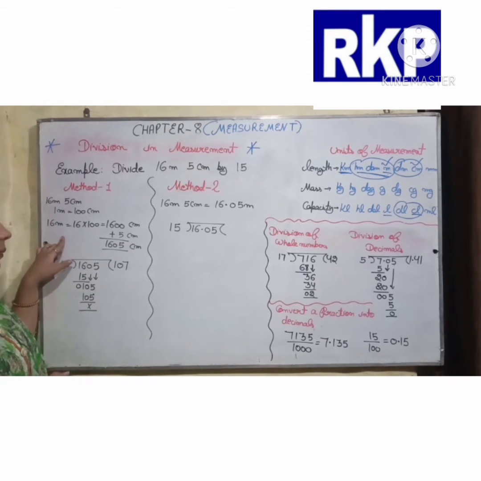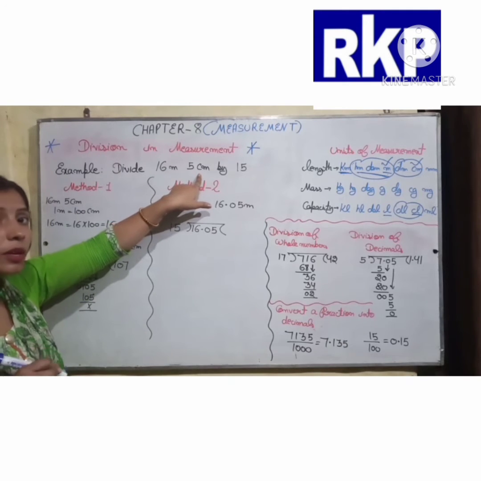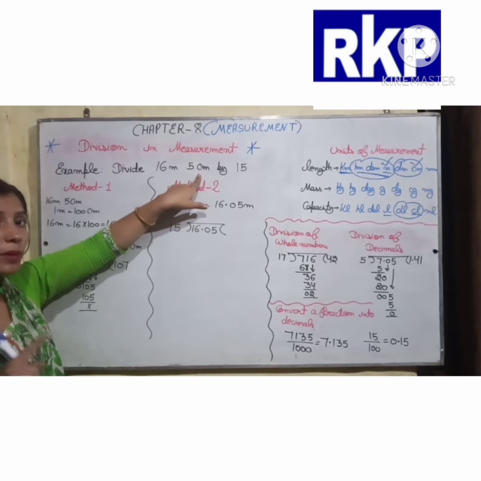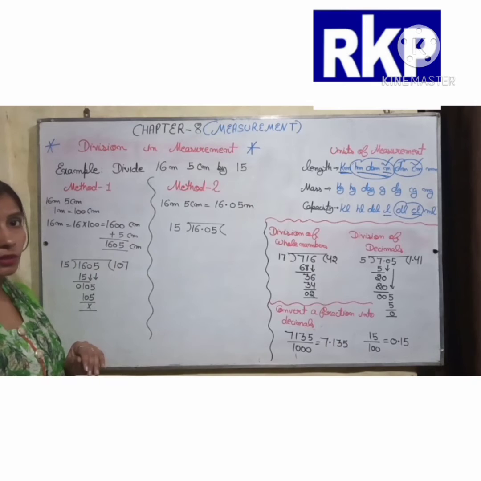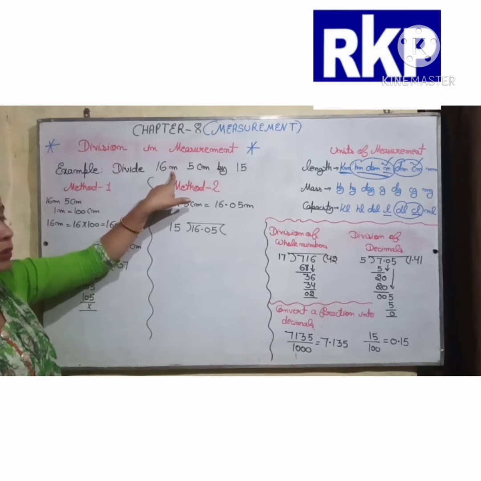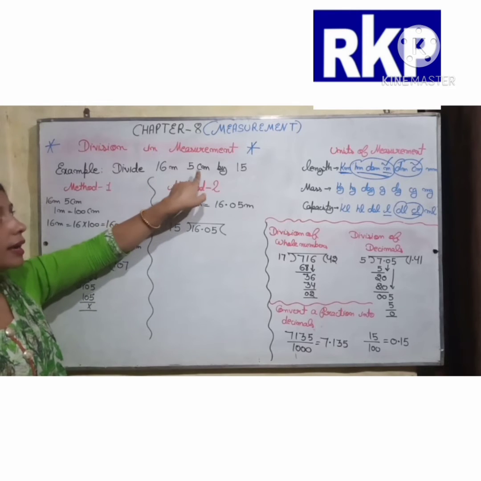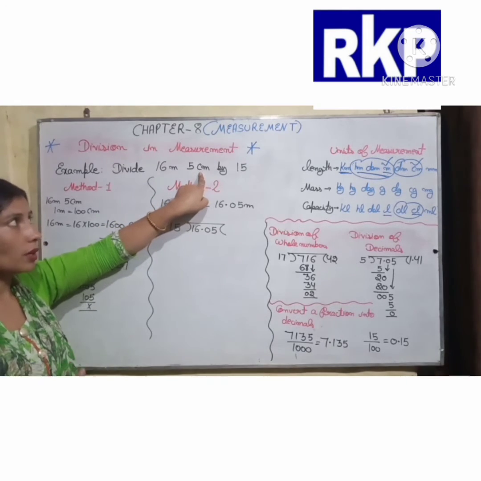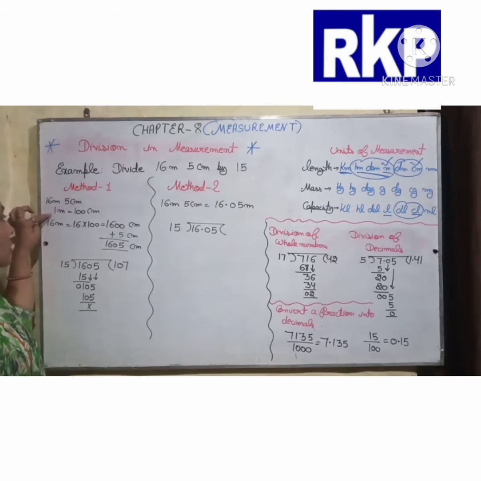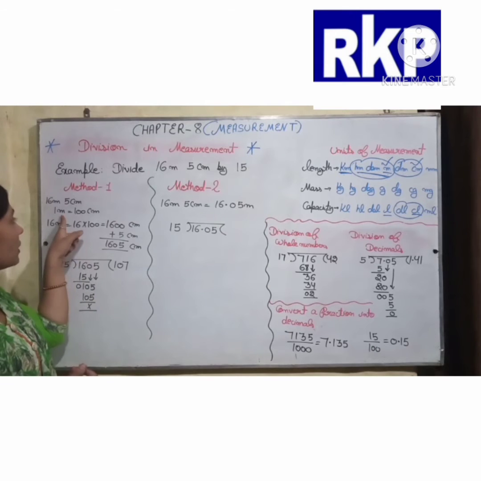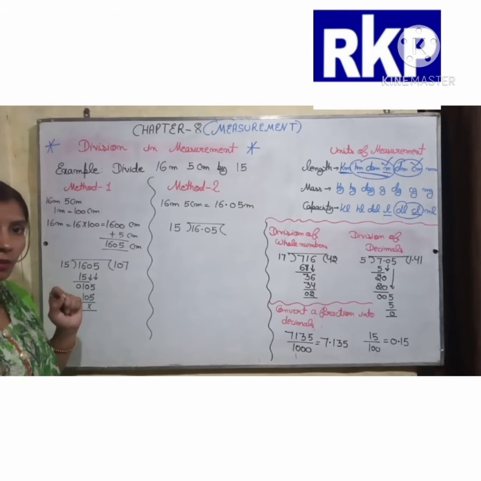According to the first method, first we need to convert the given number into the smaller unit. Here we have two units, meter and centimeter. We know meter is the greater unit and centimeter is the smaller unit, so here we need to convert it into the smaller unit. So first we need to write the relation between meter and centimeter, and we know 1 meter is equal to 100 centimeters. Why, beta?